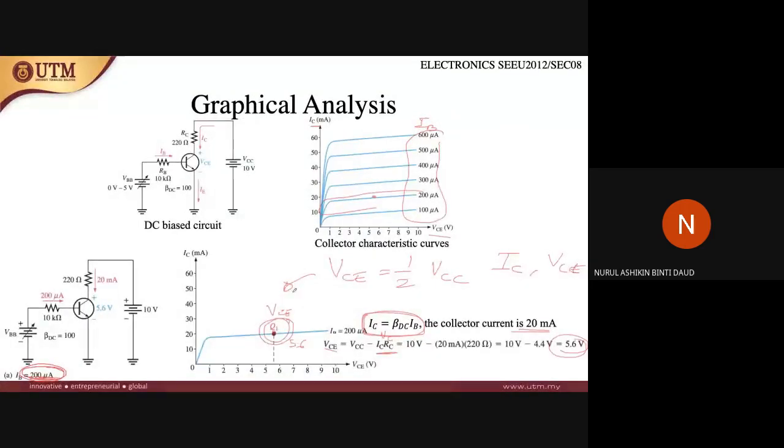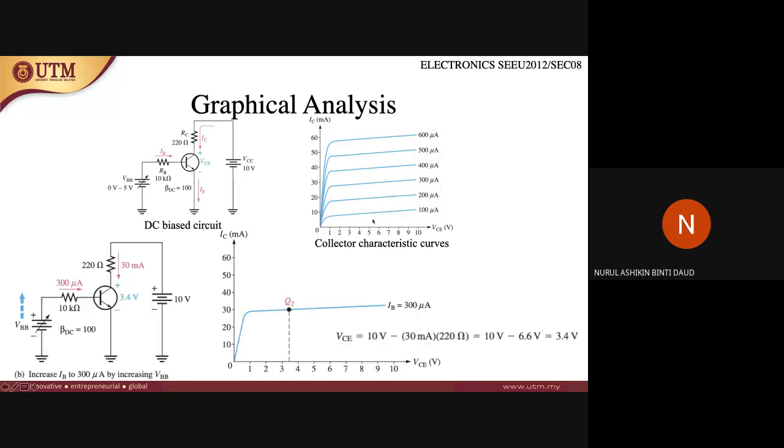Okay, now you want to make a DC load line. In order to make a DC load line, only one Q point is not enough. So you need to take a few more points from other IB values. Let's take another value for IB. Next, IB is increased. You increase the IB to 300 microamps.